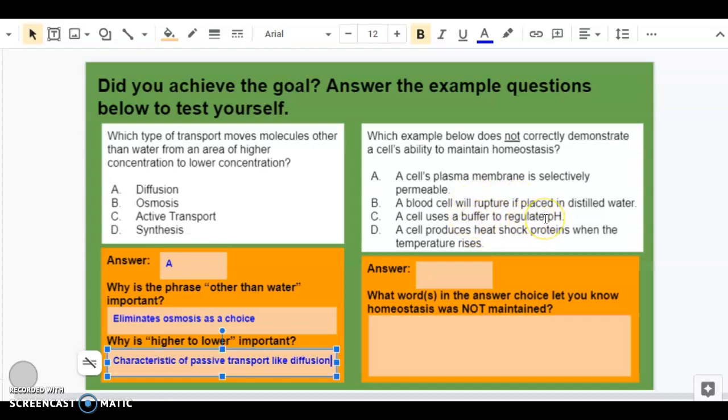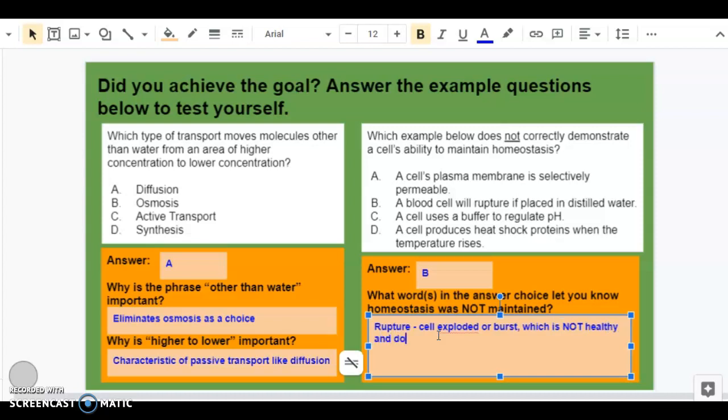Using a buffer to regulate pH helps it stay healthy, helps it stay in the correct limits, and producing heat shock proteins when the temperature rises protects it against the effects of the higher temperature. So the only choice here is B. What word or words in the answer choice let you know homeostasis was not maintained? The big word here was rupture, which means the cell exploded or burst, which is not healthy and does not show homeostasis.